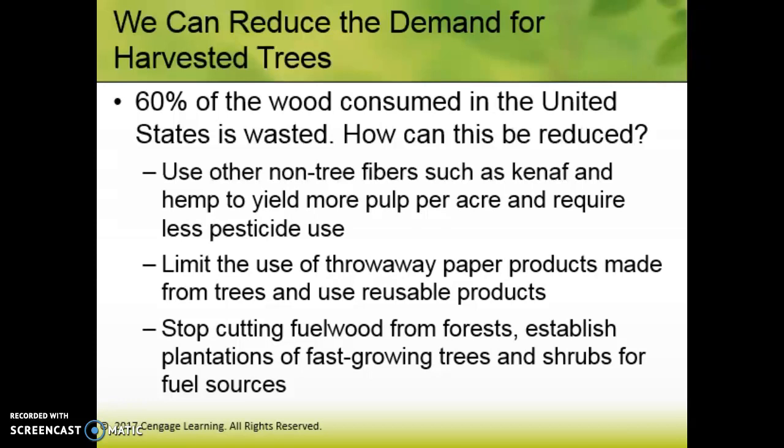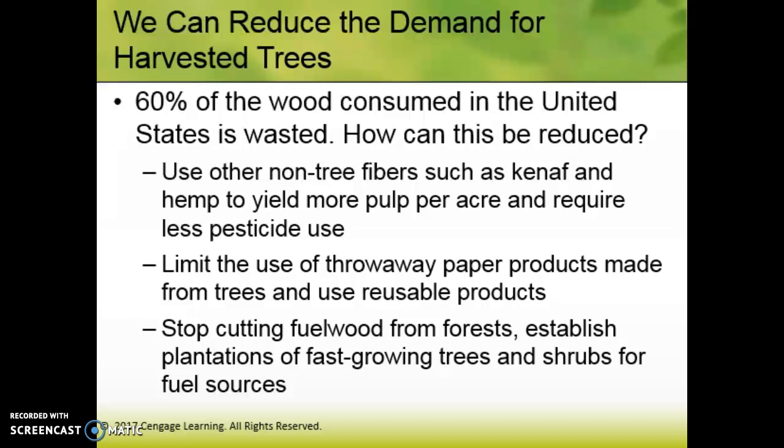Another way we could better manage forests, we could reduce the demand for harvested trees. Check out that stat on the screen. 60% of the wood that we use is wasted. I know that I've been on a ton of job sites where we have to cut a foot of a 2x4 off and we can't use it, so it just gets thrown in the dumpster. It's thrown in the burn pile or something along those lines. 60% of the wood that we use in the U.S. is wasted. More than half. So how can we reduce that?